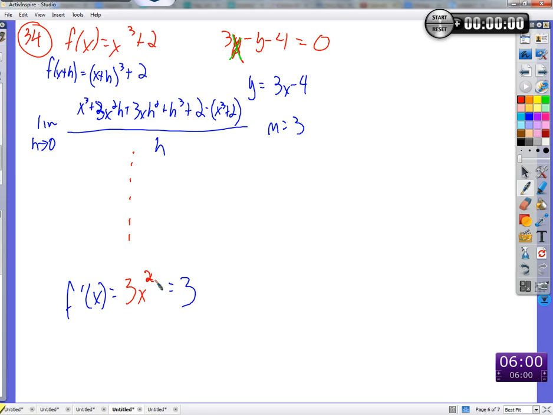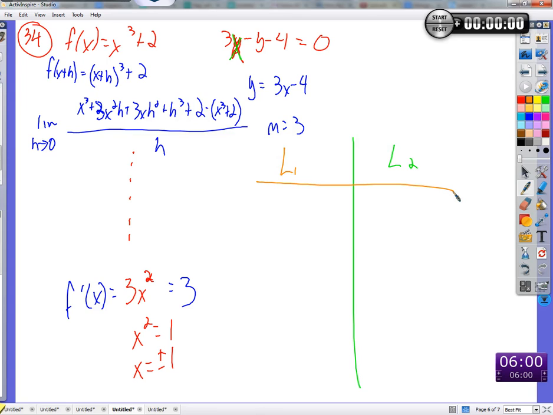So 3x squared equals 3, so x squared equals 1, so x equals? Almost. Plus or minus 1. So at plus or minus 1, we have tangent lines that have a slope of what? 3. Okay, well, I need to find the equations of these lines. There's two of them, line 1 and line 2.